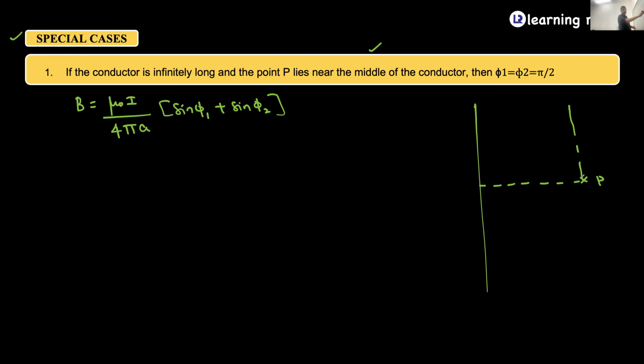Right. So, what will happen? The angle will keep increasing like this, and at one point, it will become perpendicular. So, the value of phi1 is going to be pi by 2.